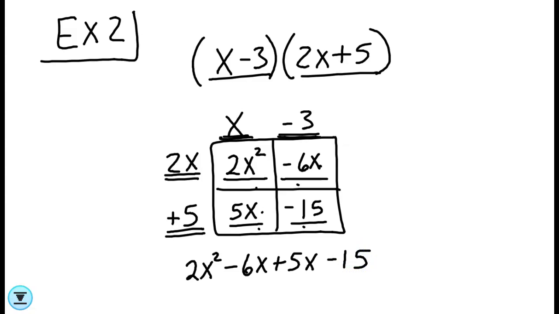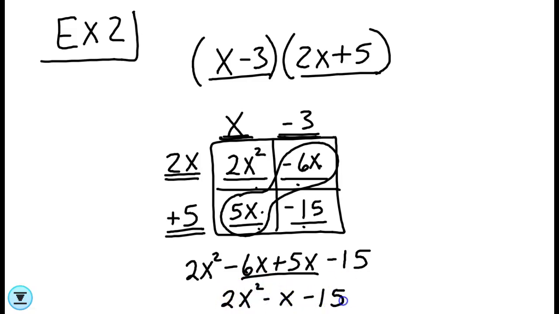All right, so now the next thing we're going to do is combine our like terms. We do have 2 terms that are exactly the same, and very often it will be the ones on this diagonal here. So negative 6 plus 5 would leave me with negative 1, so it's going to be minus x and then minus 15 like that.